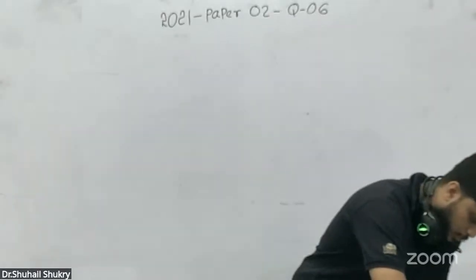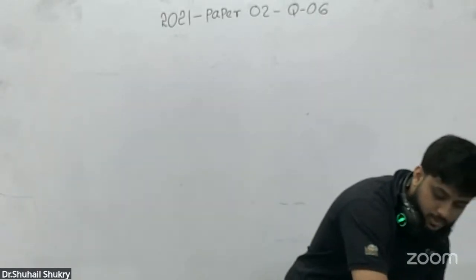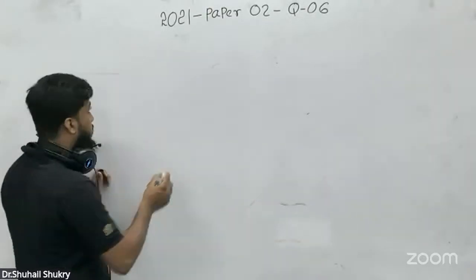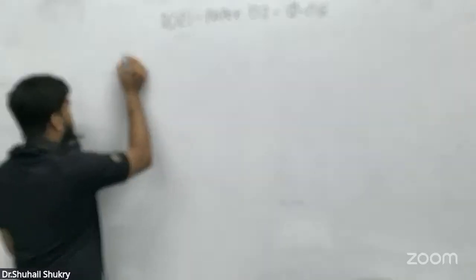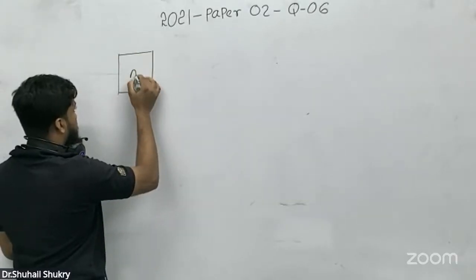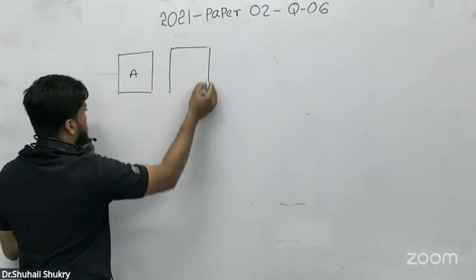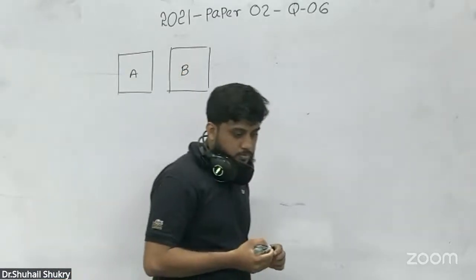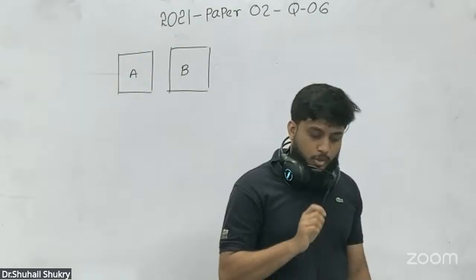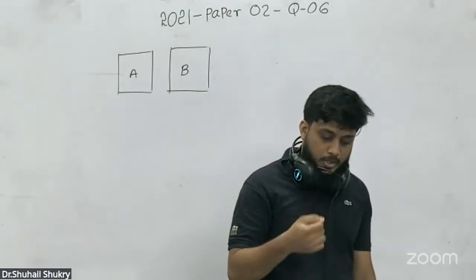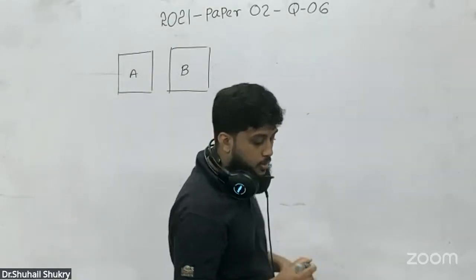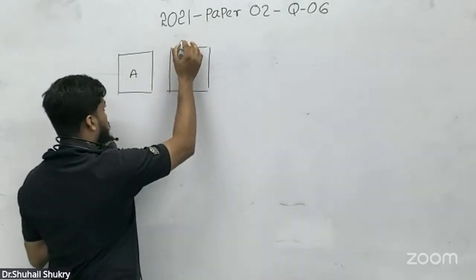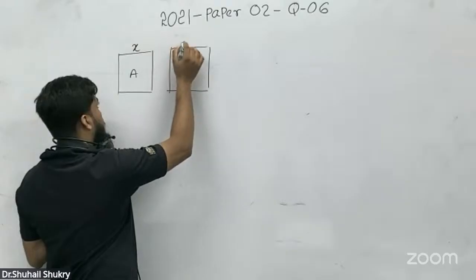So there are two square laminas. One is A, one is B. We'll take this one as A and this one as B. Now they have told the length of a side of the square lamina B is 4 centimeter more. So if this is x, this is x plus 4.